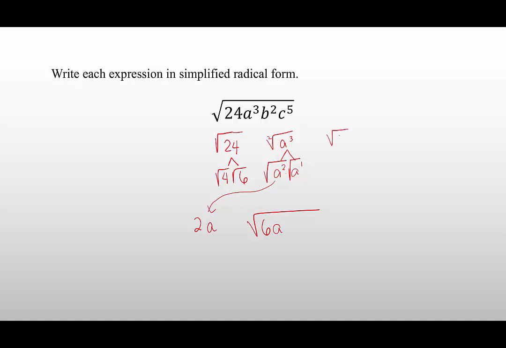Next we have the square root of b squared. The square root of b squared is equal to b. b is out of the radical, so it's going to join the 2 and the a that are out of the radical. C to the fifth.